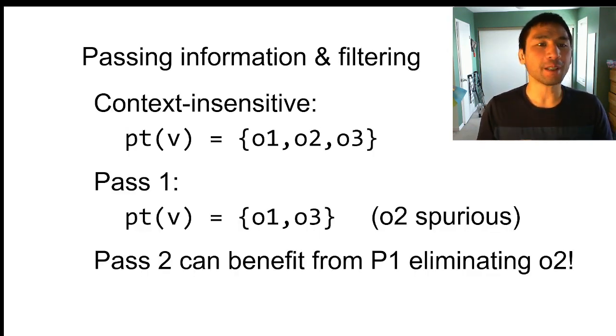So here's another specific example. So we're going to do context-insensitive analysis first. And so let's say that at point V, it computes the result O1, O2, O3. After you run pass 1, then it's going to figure out, hey, O2 could never happen. So the points-to set at V is actually going to be O1, O3. And then what can happen is that pass 2 can benefit from the fact that pass 1 eliminated O2. So it might have taken that as input as a possibility. Now it doesn't have to. And so it can get better results in turn.